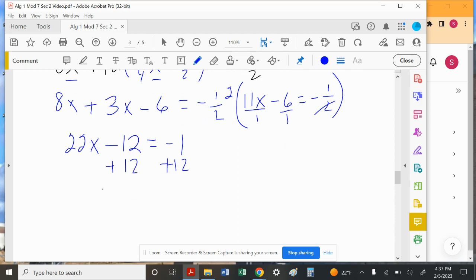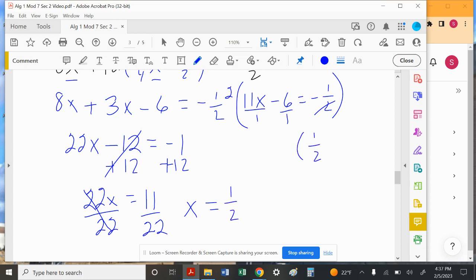When I add 12, I get 22x equals 11. Divide both sides by 22. And finally, these two cancel. x equals 11 over 22, which is really just 1/2. So x would be 1/2. So there's my x value, and now I need to find my y value.